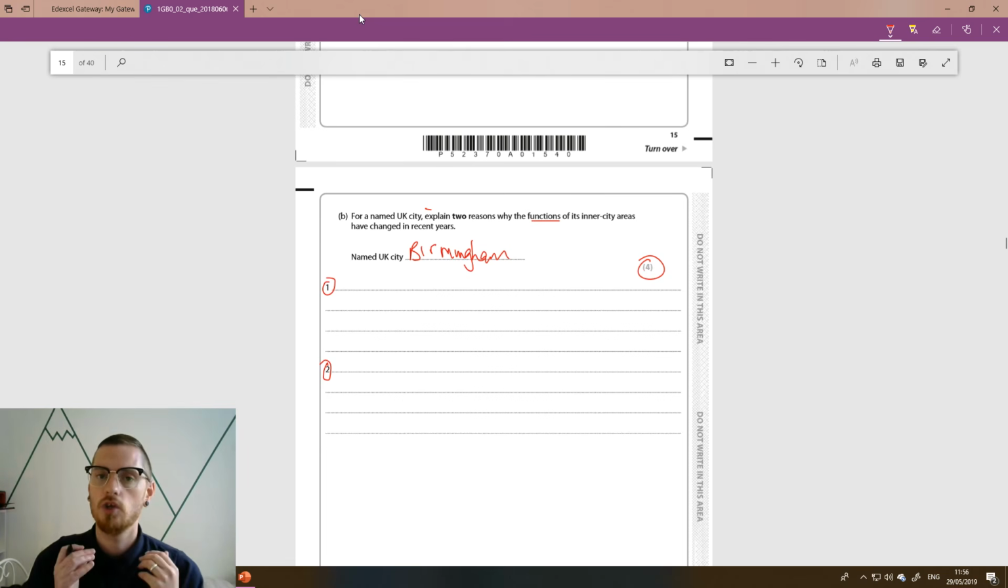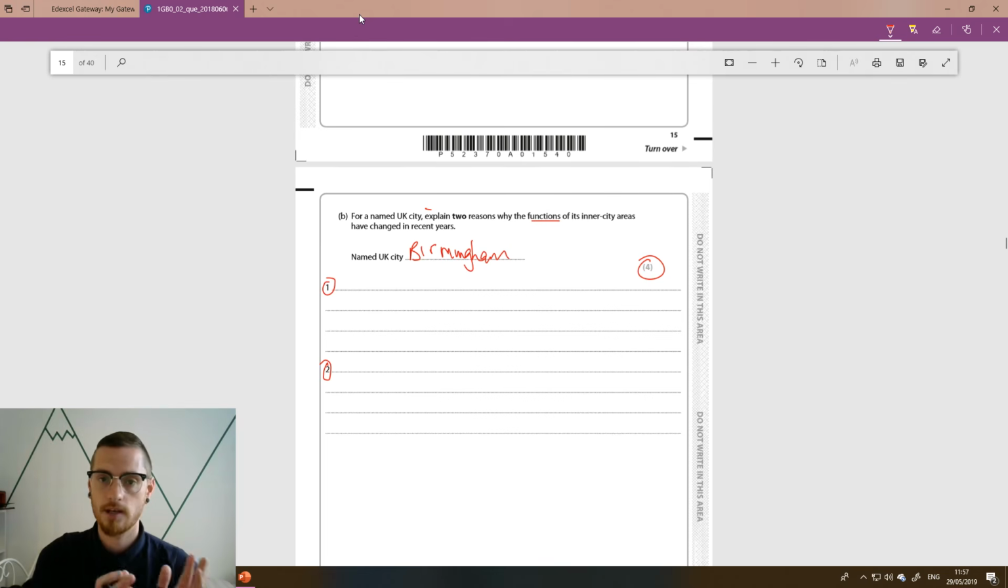But to get 4 marks here, you must be ensuring that you are using a piece of case study knowledge or named example knowledge. It doesn't have to be in super depth. So here's an example. My first point could be about Longbridge, okay? So I'm naming an area of Birmingham that has changed in its function. So Longbridge has been regenerated from a site of a car factory into a shopping centre and high street.